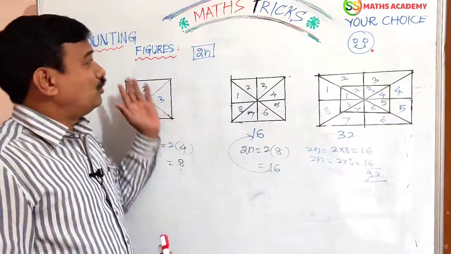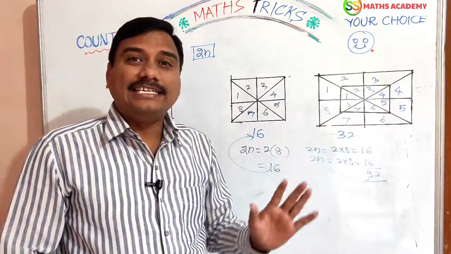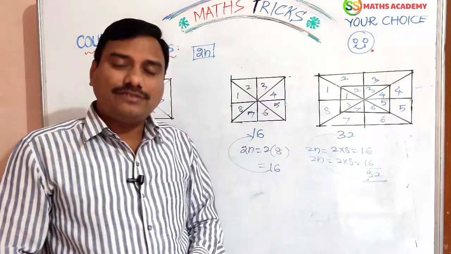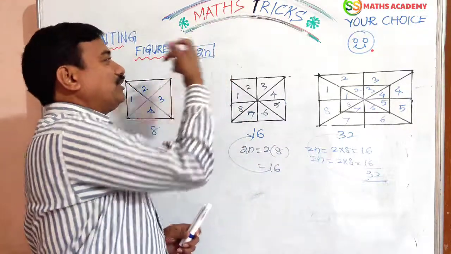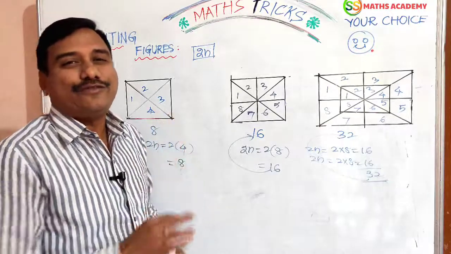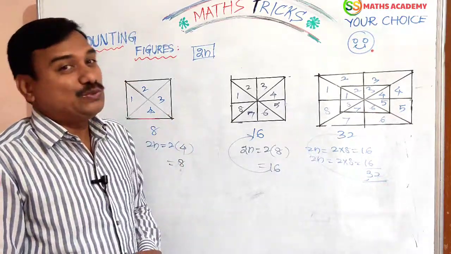This is the way we count how many triangles are in this kind of figure. It is a very easy method, which we solve by using this formula. I hope, dear friends, this is very easy for you to understand.